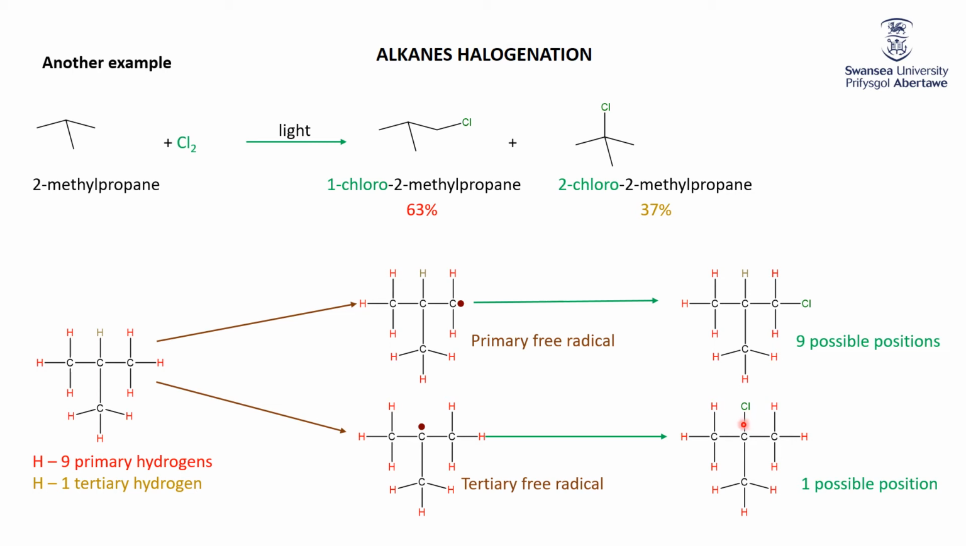So we got 63% of the 1-chloro and 37% of the 2-chloro, but one would really expect 90% of the 1-chloro and only 10% of the 2-chloro. So even though there's more 1-chloro than 2-chloro, there's still less 1-chloro than you would expect and more 2-chloro than you would expect. Less came from the primary free radical, and more came from the tertiary free radical.